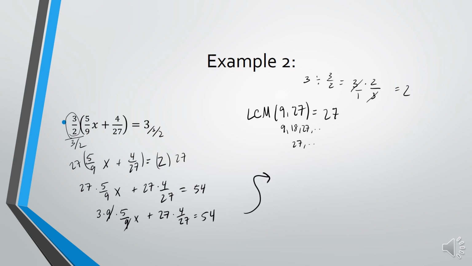Once I cancel out those 9s, that leaves me with 15x plus, the 27s cancel, and I'm left with 4, equals 54. Once you get to this point, it's a two-step problem. I'm going to subtract 4 and get 15x equals 50. Then divide both sides by 15. So x equals 50 over 15. But 5 goes into both of those, so we can reduce this down to 10 thirds.